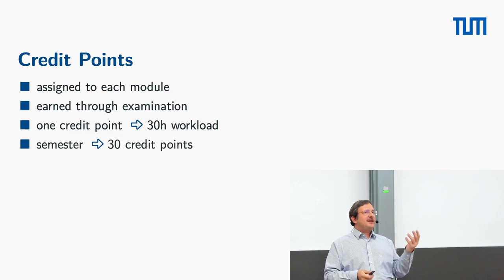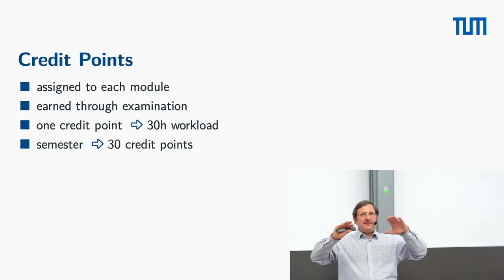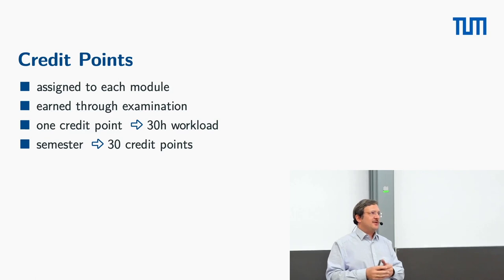And you're expected to earn about 30 credit points per semester. Again, that's not a strict limit. I'll talk about strict limits later. But as a rough rule of thumb, you should aim at doing about 30 credits per semester. Not too much below that, but also not too much above that. That's just going to be too much work then, yeah? So that means you'll have about 900 hours of work to put in per semester.